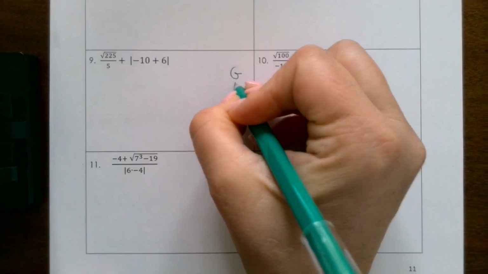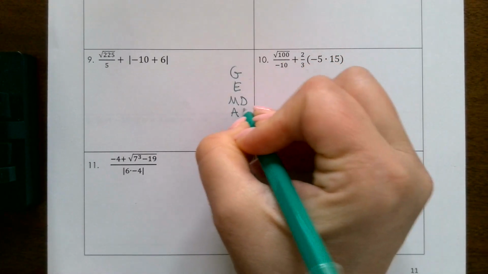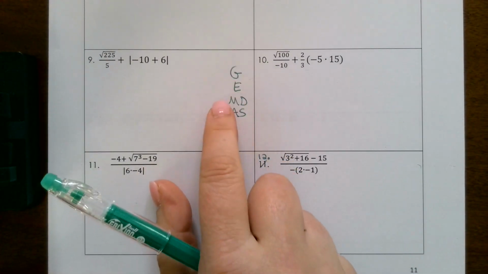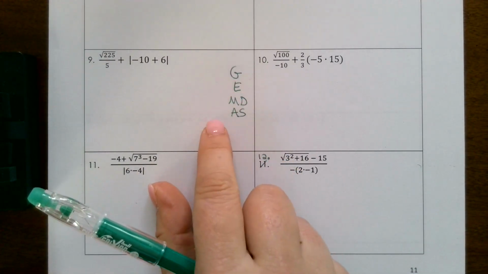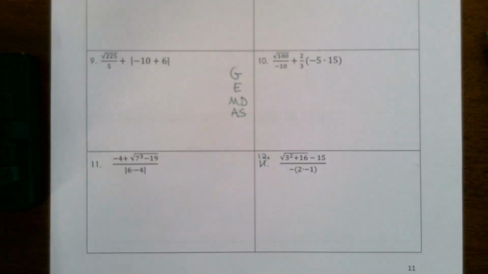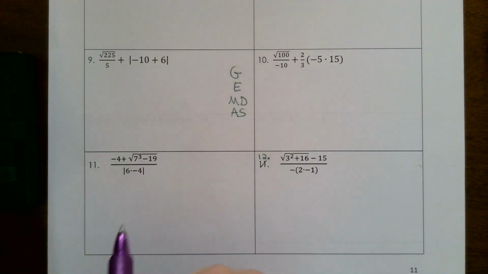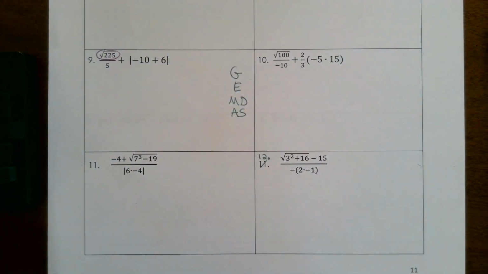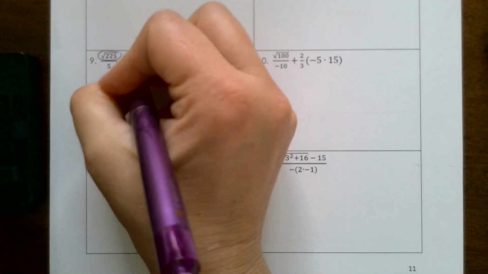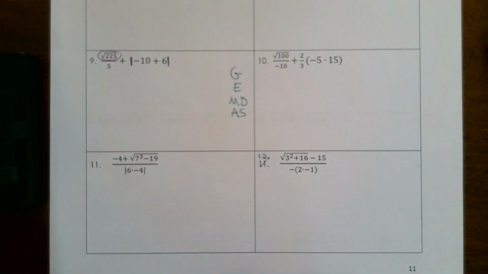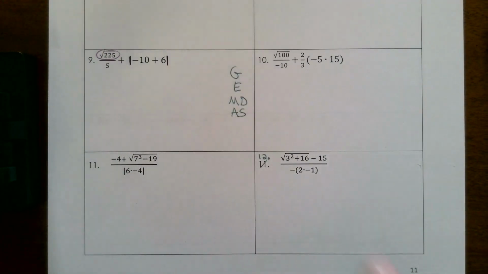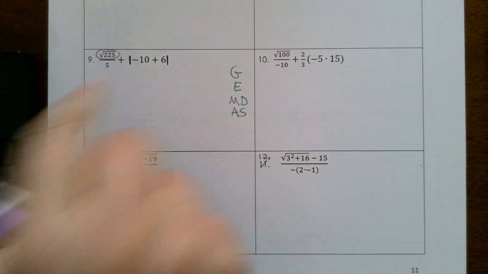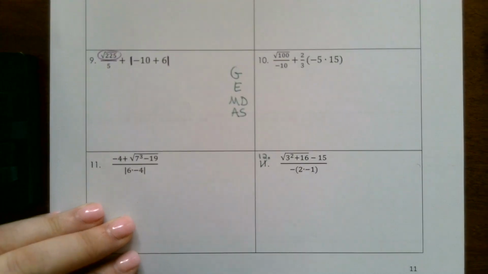I'm going to write GEMDAS here, so I remember that I need to evaluate grouping symbols first, then exponents, multiplication and division left to right, addition and subtraction left to right. One thing I need to look for first, of course, is grouping symbols. And you may not know this, but square roots are grouping symbols. The other grouping symbol I can see here are the absolute value bars. So I know I have to solve my square root first and what is inside the absolute value bars first.